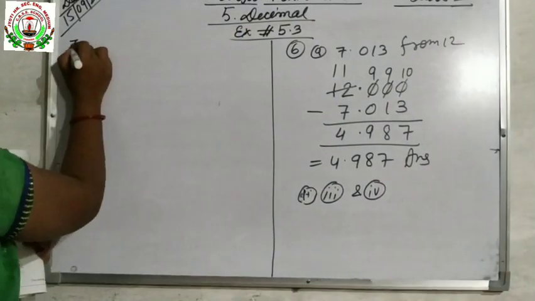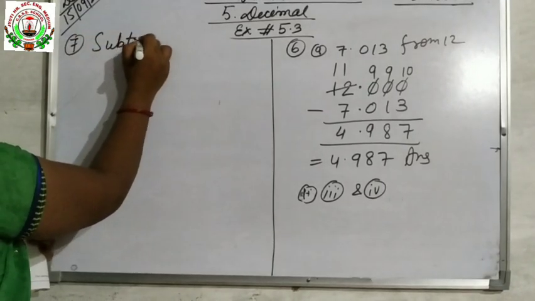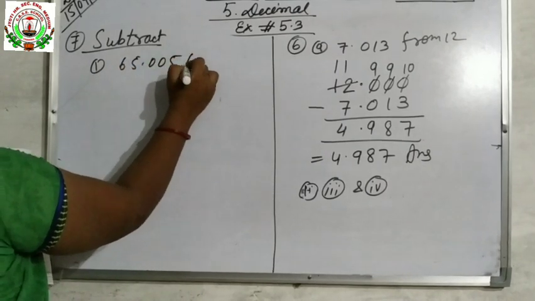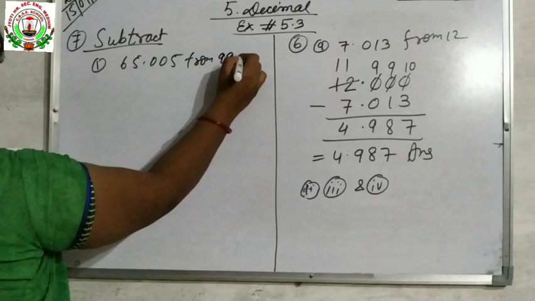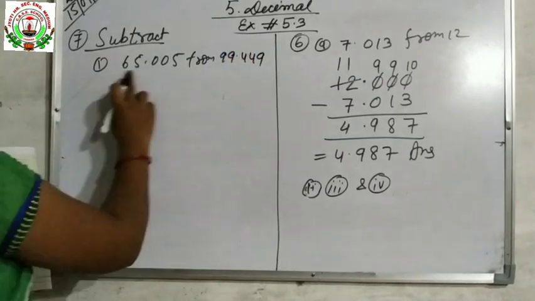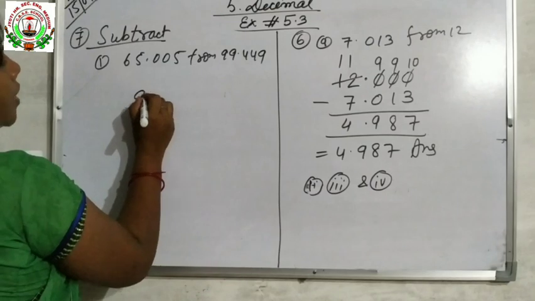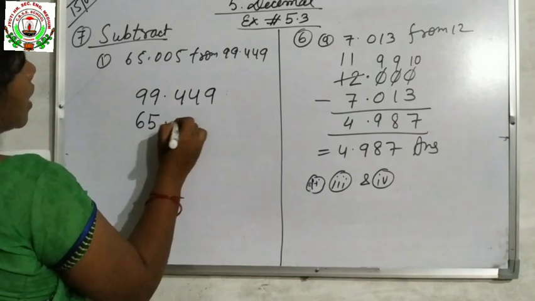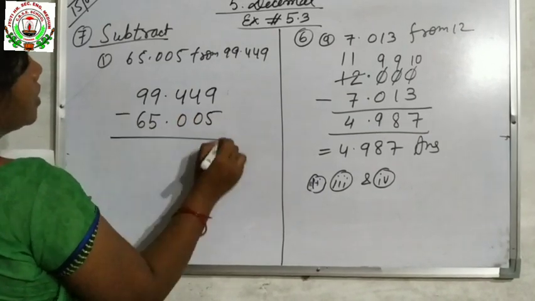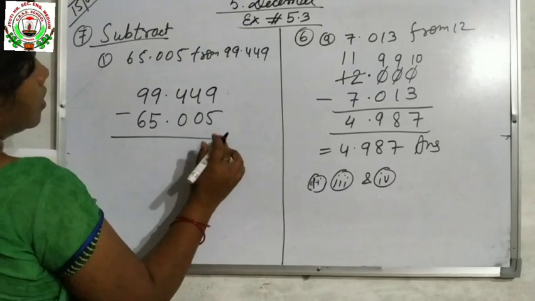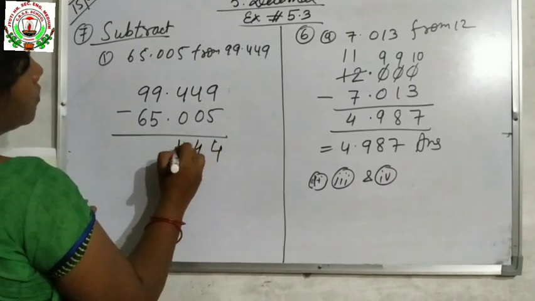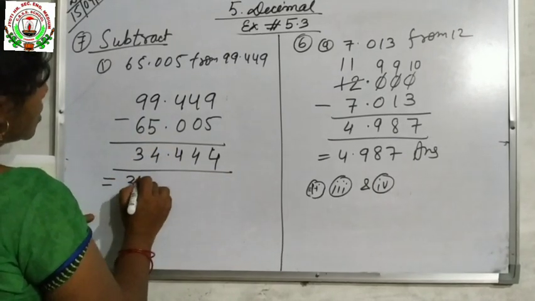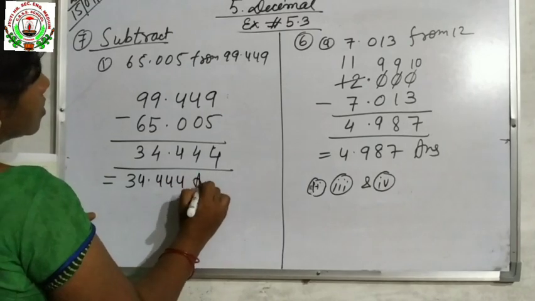Again you will do the same thing. Here subtraction it is. So number 1 is 65.005 from 99.449. Which is the biggest number? 99.449. So you will write it first, 99.449. It is the smallest number. So you will write it like this. Now subtract it. 9 minus 5, 4. Then 4 minus 0, 4. 4 minus 0, 4. 9 minus 5, 4. 9 minus 6 is 3. So our correct answer is 34.444. It is the answer.